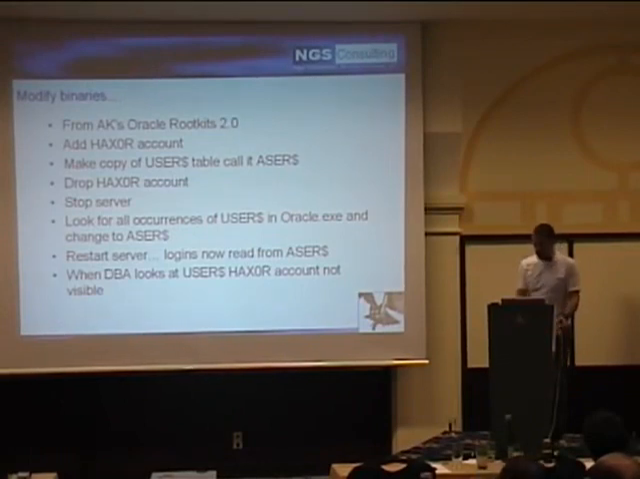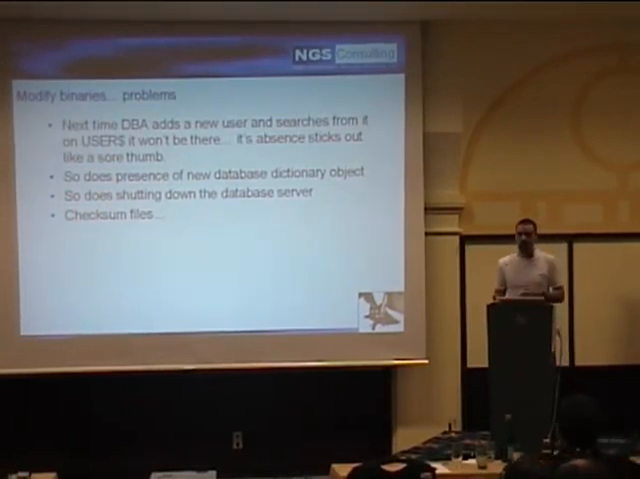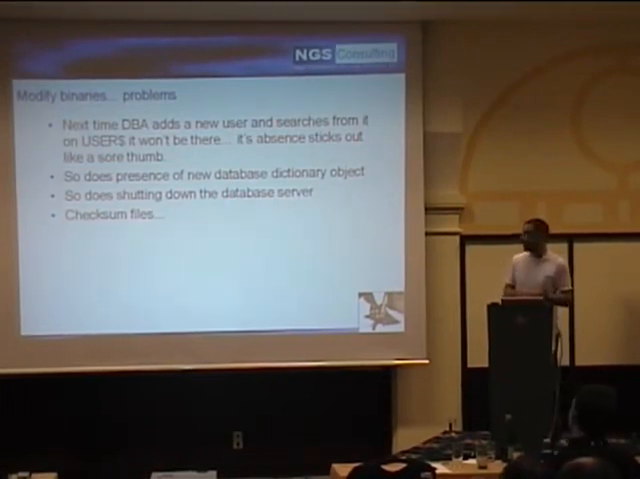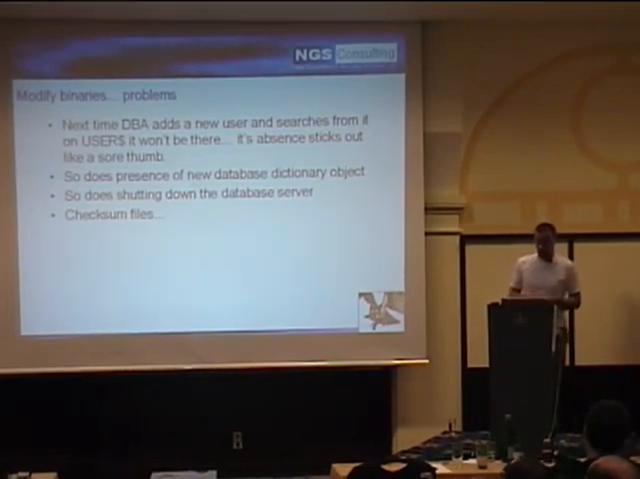Well, there's a lot of hoops to jump through there, obviously. One of the obvious reasons this will be easily spottable is that the next time the DBA adds a new user account and does a regular check on user$, he'll think, wait a minute, I just added an account. Where is that account? It's not showing in the user table. It sticks out like a sore thumb, as does the presence of a new data dictionary object, as does shutting down and restarting the database server. If your DBAs don't notice that, you should fire them and get new DBAs. And of course, we can check some of the OS files themselves.